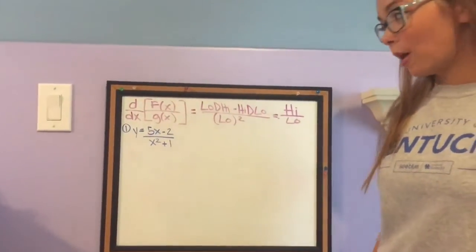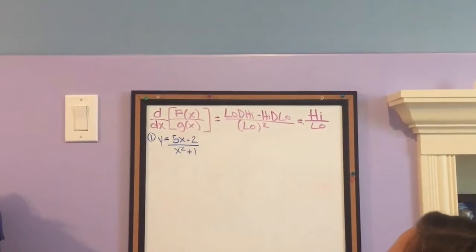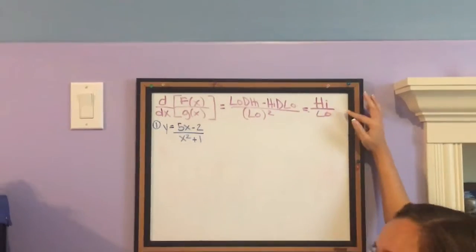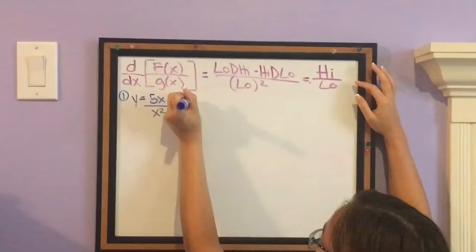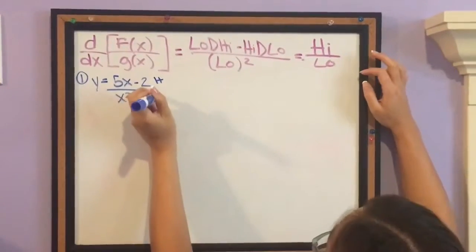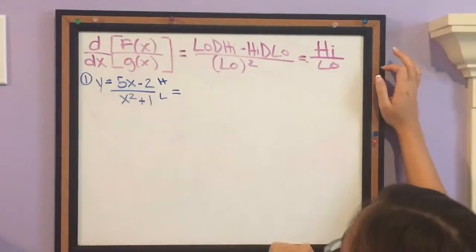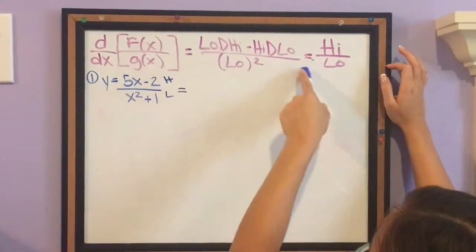And here's an example problem. The first thing you want to do is identify which one's going to be high and which one's going to be low. So 5x minus 2 is going to be high and x squared plus 1 is going to be low. So the next step will be plugging it into here.